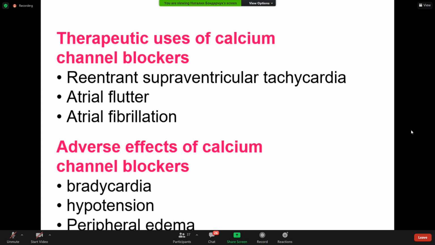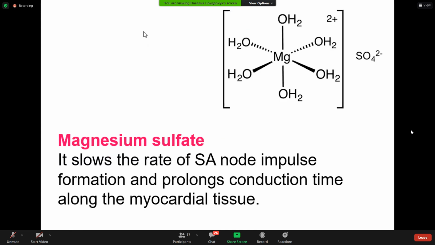bradycardia, hypotension, peripheral edema. It is the result of the decreased perfusion due to vasodilation in the kidneys. So secondary activation of renin-angiotensin-aldosterone system. Aldosterone provides sodium and water retention. That's why peripheral edema develops.